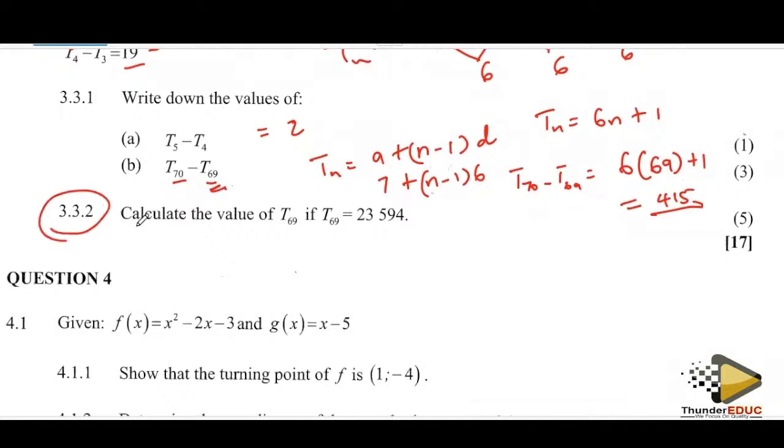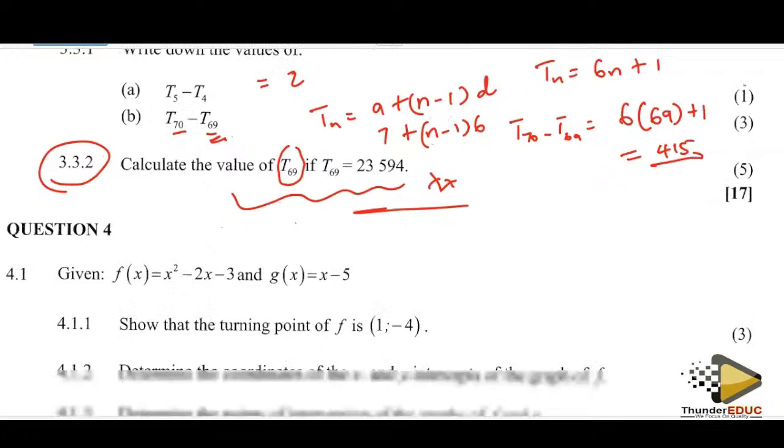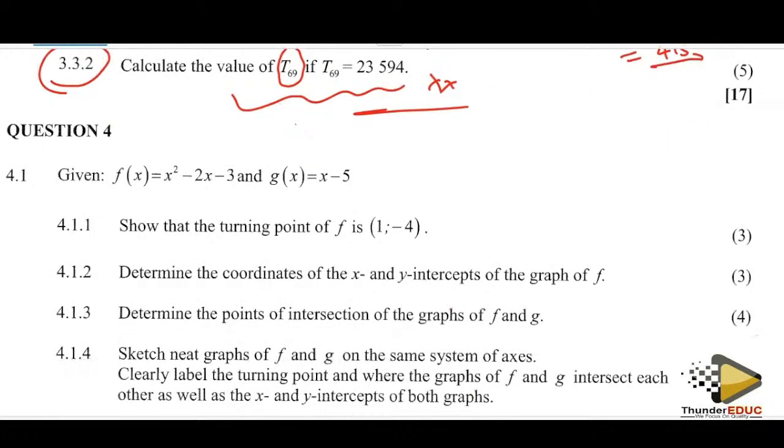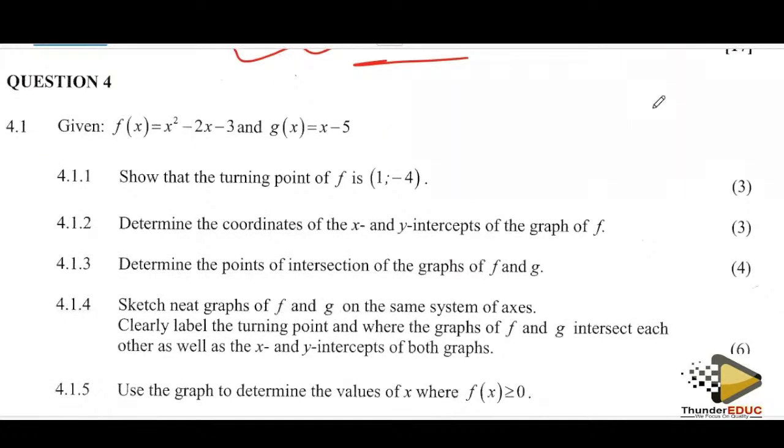Then 3.3.2, calculate the value of T69 if T69. There was an error with this question. Doesn't make sense. There's no way we can find T69 if they've already given us the value of T69. Okay. Then we're going to move on to 4.1.